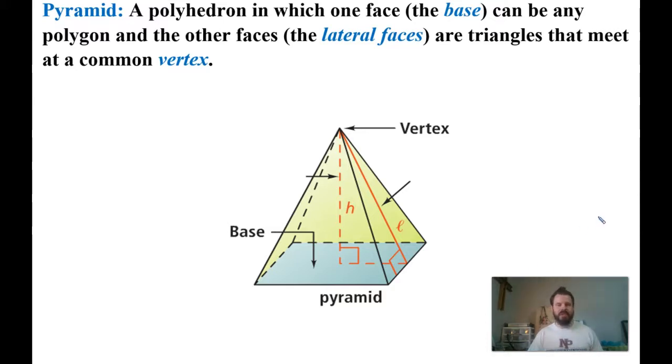I'm going to say a pyramid is a polyhedron, so a 3D shape, in which one face, the base, can be any polygon, so we have the base on the bottom, and the other faces, the lateral faces, are triangles, because we have lateral faces that meet at a common vertex. Okay, so we have our base, which can be any shape. Now, typically, we'll just do square bases, okay, but it could be anything. Lateral faces are the triangles along the sides, and the vertex is where they meet at the top.